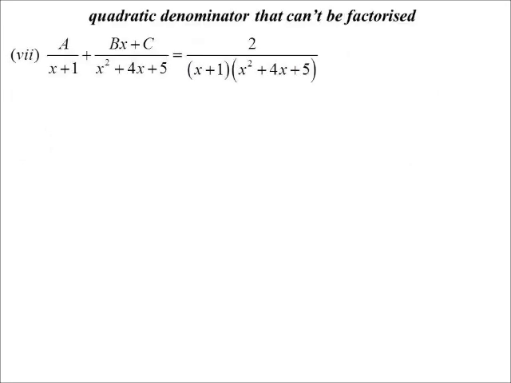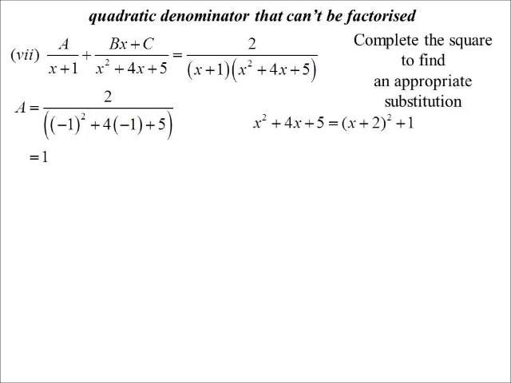What happens if the quadratic can't be factorised nicely? So you've got the x squared plus 4x plus 5. Okay, let's try that one. To work out a, not a problem, we'll sub in negative 1. I'm not suggesting you would do it this way, but here's how you could. Complete the square and find an appropriate substitution. So you've got x squared plus 4x plus 5, which I could write as x plus 2 all squared plus 1. So I'll let x equal negative 2 plus i. So negative 2 plus i should work for this one.